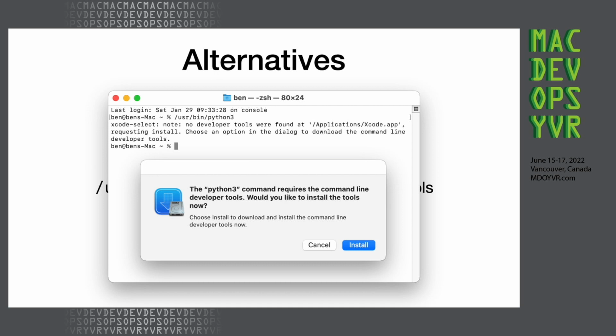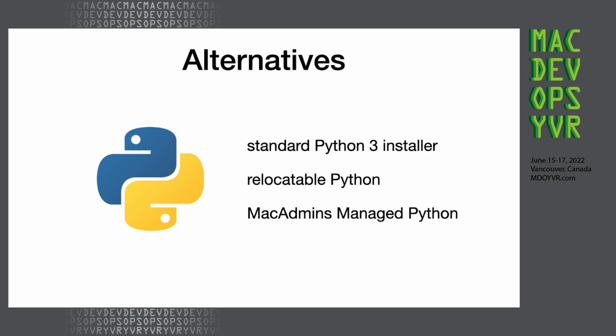You don't want this dialog popping up in front of the user when you do something. So either you have to manage Xcode or the developer tools on all the systems, which has a lot of downsides, or you have to provide your own Python, which is actually what Apple recommended in the original release note. You can use the standard Python 3 installer, which works fine, but it doesn't come with many or any modules that are interesting for most Mac admins. One of the most interesting reasons why Mac admins like using Python is the Python Objective-C bridge.